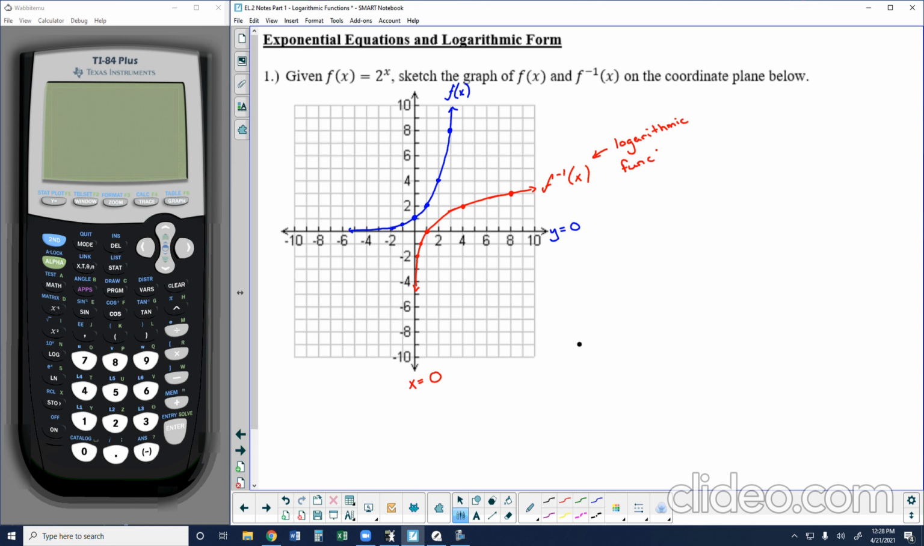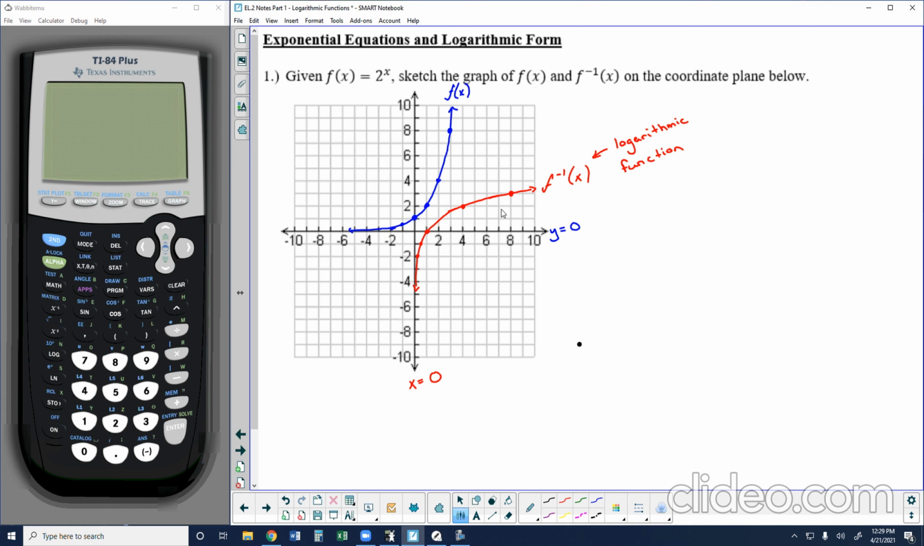Some things that we can see here is that the initial point has moved from 0, 1 to 1, 0. The horizontal asymptote has turned into a vertical asymptote. So now our exponential growth in this case is a horizontal exponential growth. It's moving faster and faster and faster to the right as I move up 1 unit. So the inverse of an exponential function is a logarithmic function.